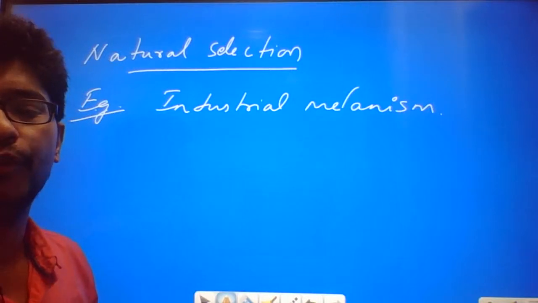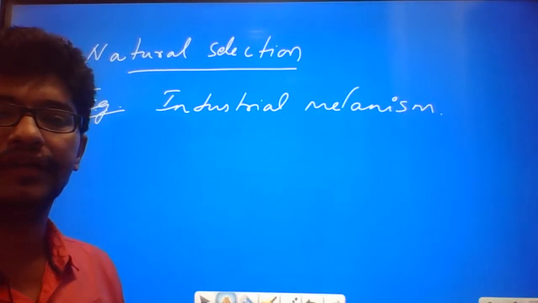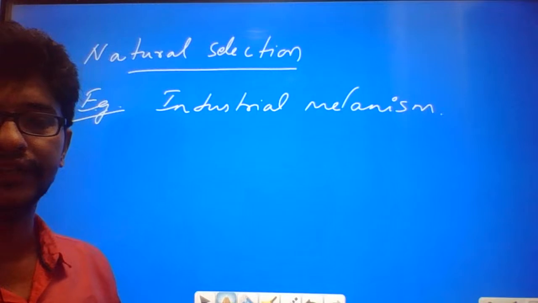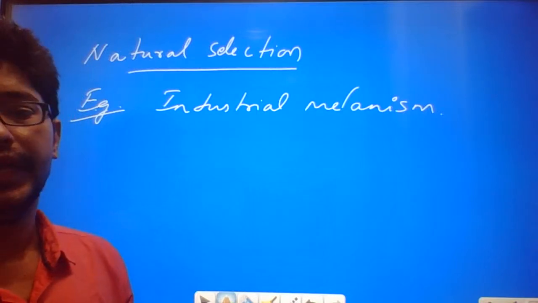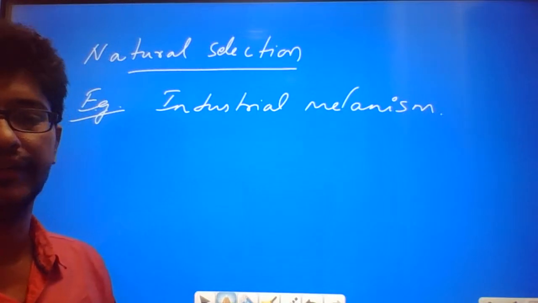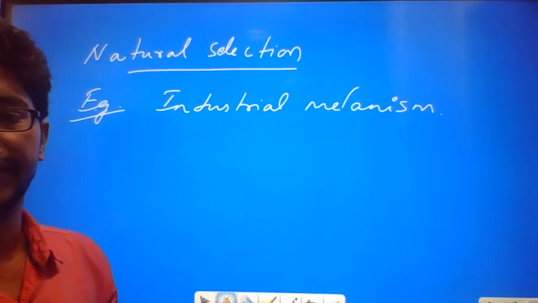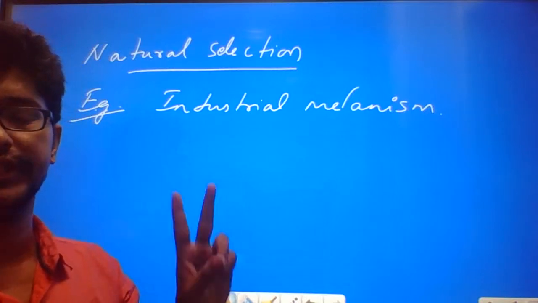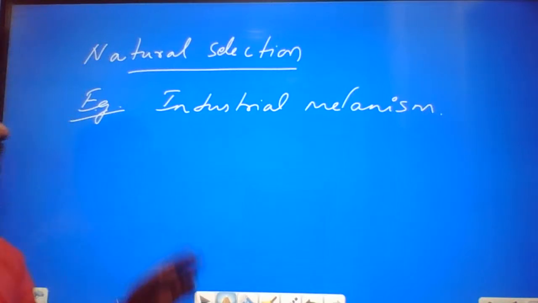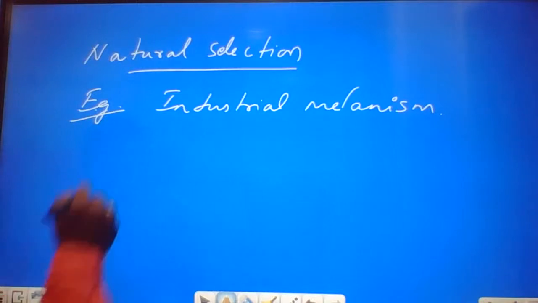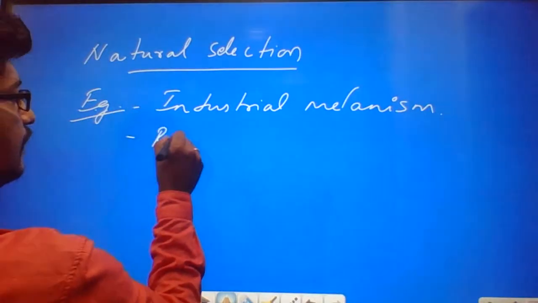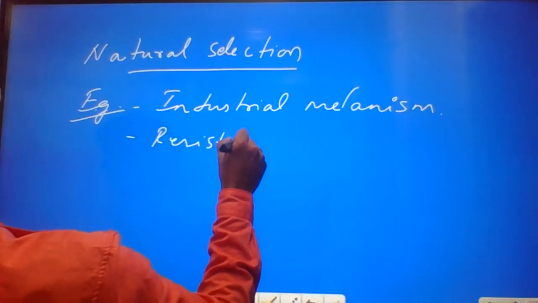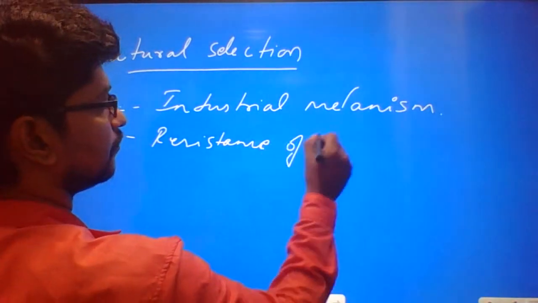Either you get a question from the Miller and Urey experiment or Oparin, or you get a question from human evolution, or from saltation or genetic drift. From these areas you can get a question. So you can expect two questions from this chapter. Industrial melanism is one of the examples, and then you take resistance of mosquitoes.